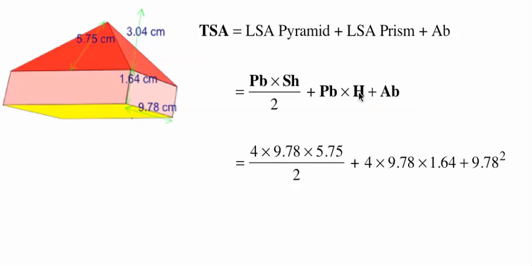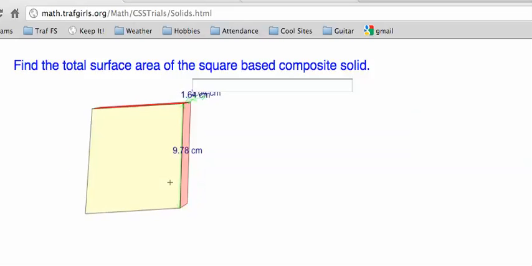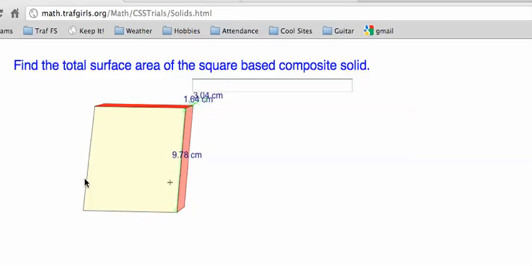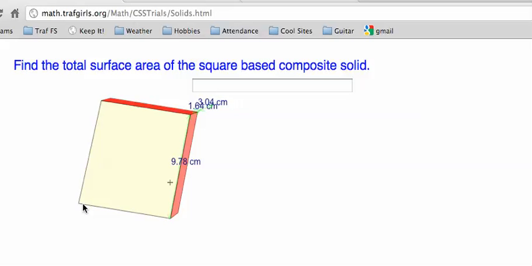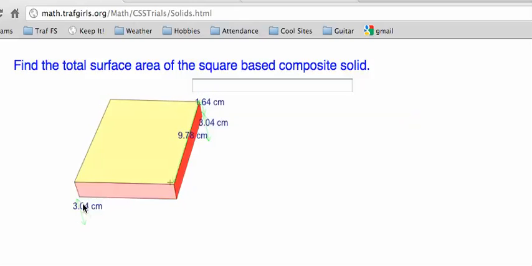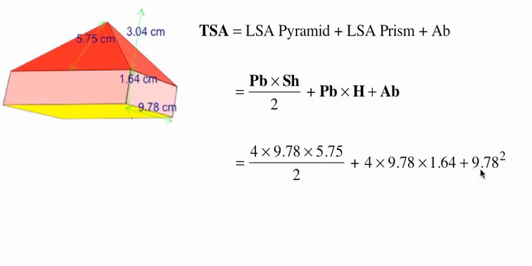Okay, and then we're going to multiply that by the height of the prism, which is 1.64, which is right here. Okay, and then to that we add the area of the base. It's just a square, right? If we look at it this way, you can see that it's a nice square. So there's your square base. Okay, it's 9.78 by 9.78. Whoops, a daisy. Okay, but you get the picture, right? Back to our calculations. So 9.78 times 9.78, or 9.78 squared.